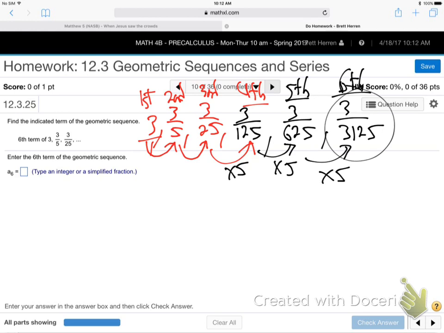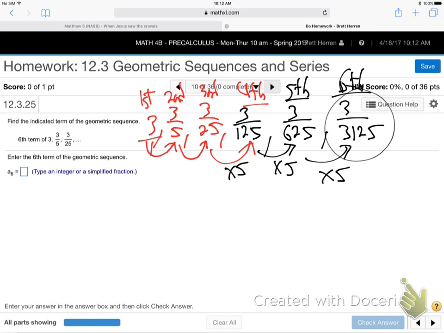That's what I would do instead of messing with the formula. If they asked me to go all the way to the 73rd term, then yeah, it'd be worth it to do the formula instead of going all the way out. But if they're just asking for like the 5th or the 6th term, I think it's easier just to do it by hand like that.